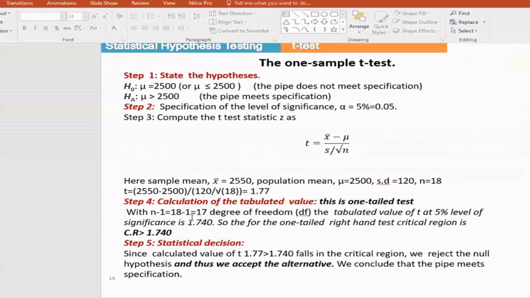So we got the tabulated value, which is 1.740. So what is the critical region? The critical region is always greater than the tabulated value. So our critical region will be greater than 1.7. Now what decision can we make?